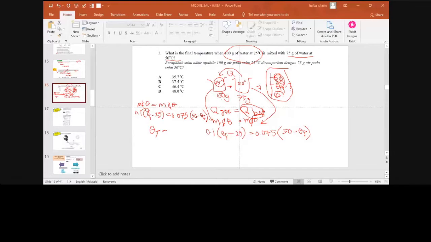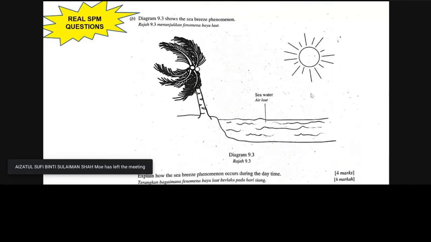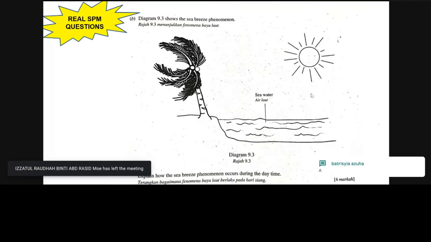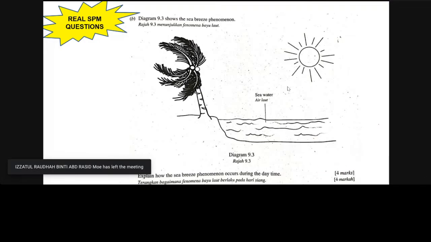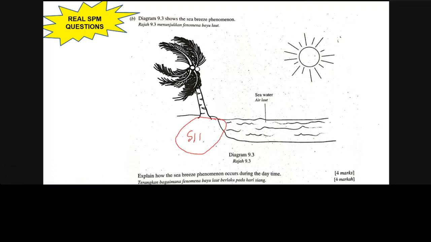The real SPM question. A. Right. Betul. Senang je kan? This one is A. Alright, this one. Explain how the sea breeze. Ingat balik guys. 4 markah. What are the points? You mesti cakap pasal specific heat capacity ataupun muatan haba tentu.